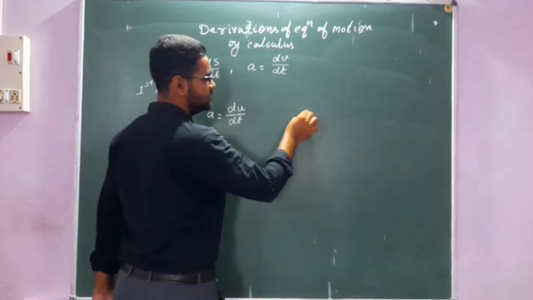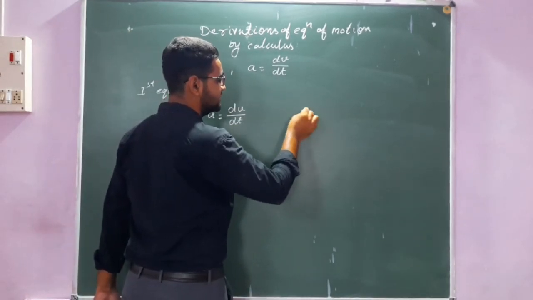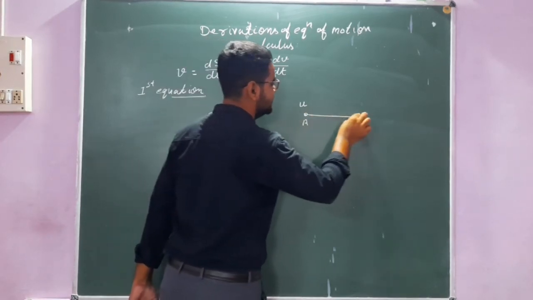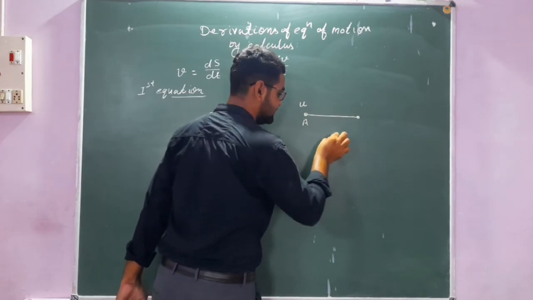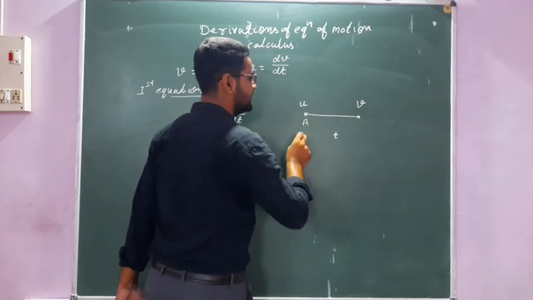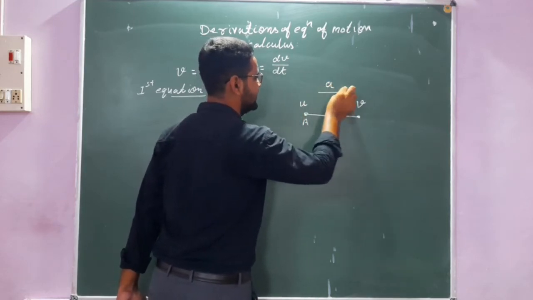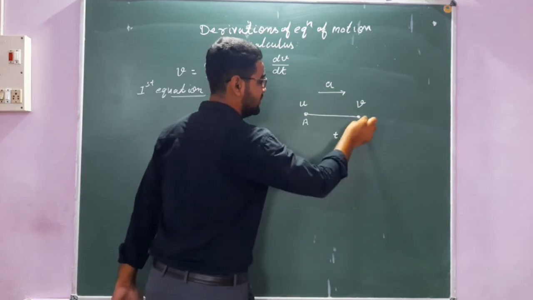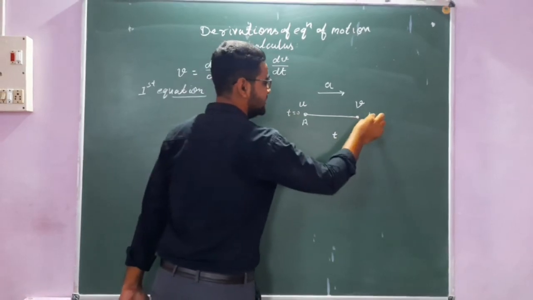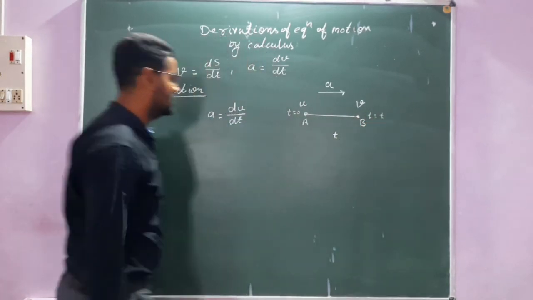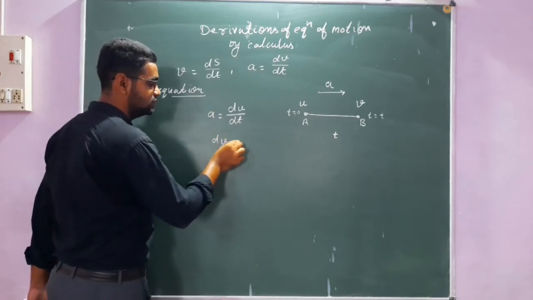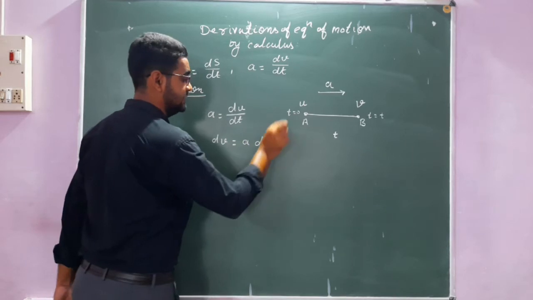Let us consider an object that starts its motion at point A with a certain velocity u, that will be the initial velocity. After some time t, its velocity will become v and the whole motion is covered under a constant acceleration a. The final point will be B. So at point A the time will be 0 and at point B the time will be t. So we can also write dv is equal to a dt.